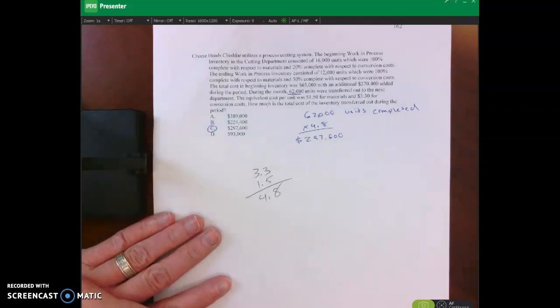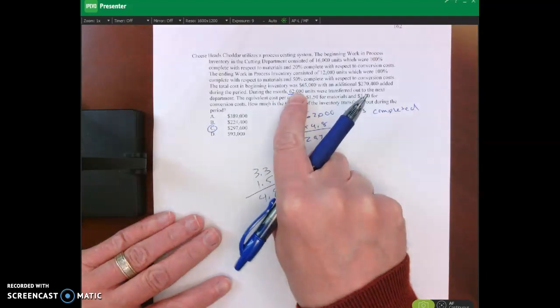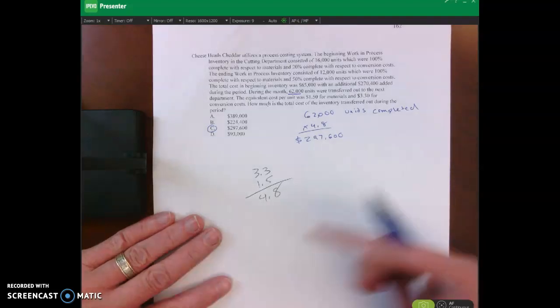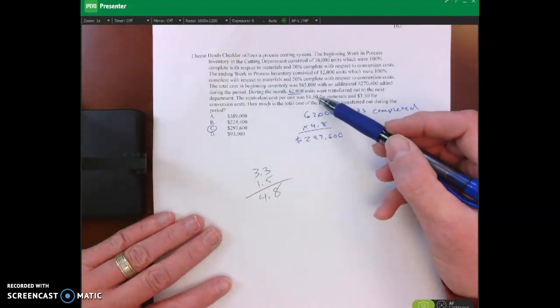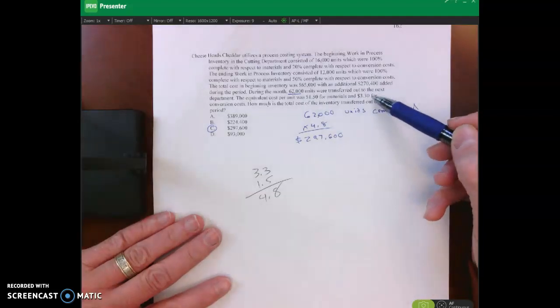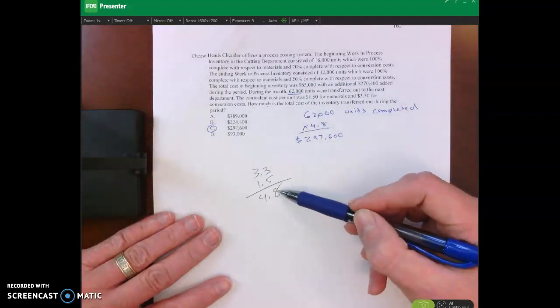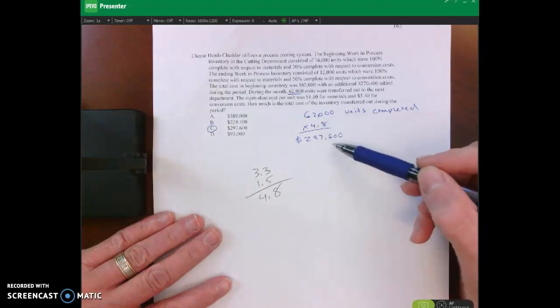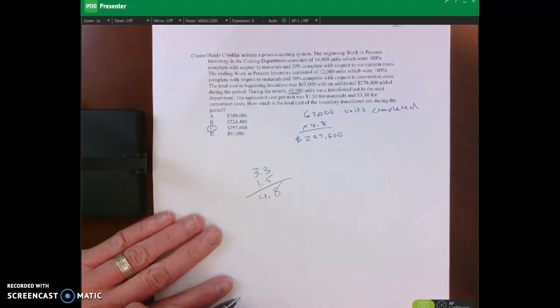So there's a lot going on in this problem. And there's a lot that you don't need to solve the problem. All you need to know is how many units were transferred out, because I'm asking what's the total cost of the units transferred out. How many units were transferred out? What's the cost per unit? Well, $1.50 for materials, $3.30 for conversion, $4.80 total. Number of units transferred out times 4.80, 297,600.